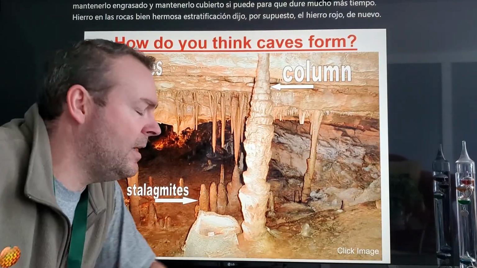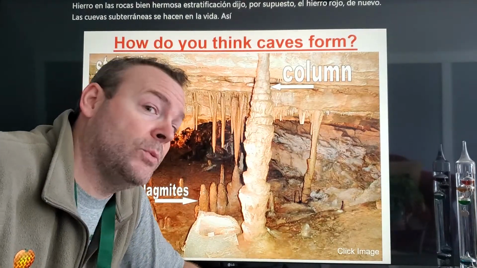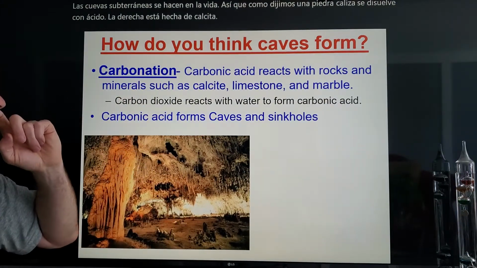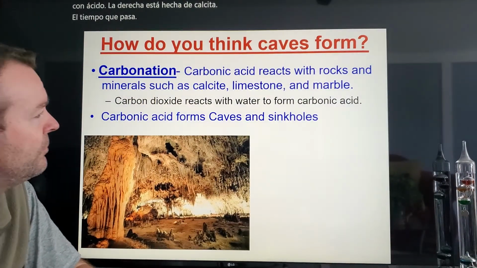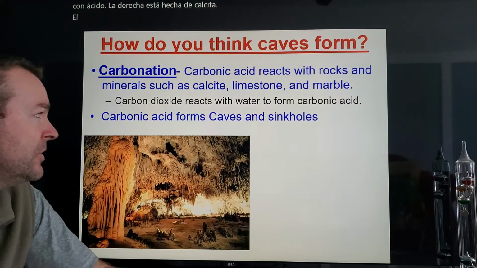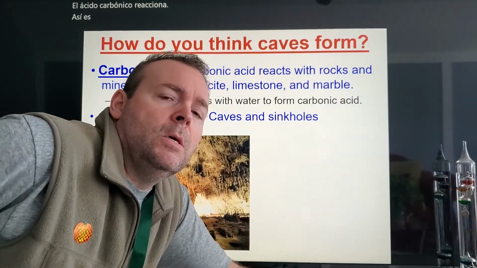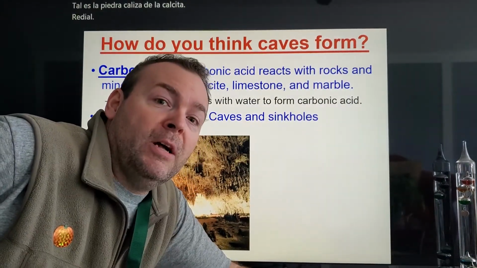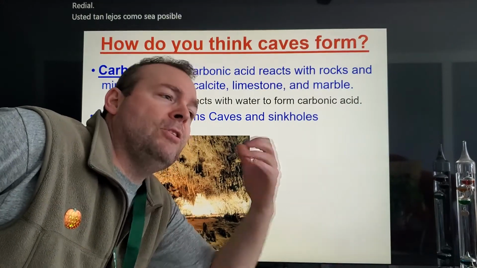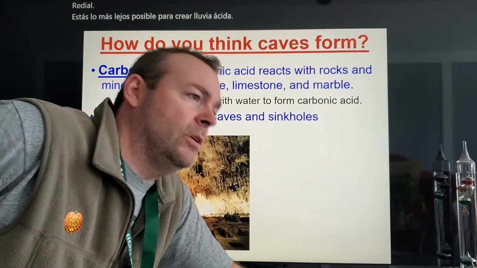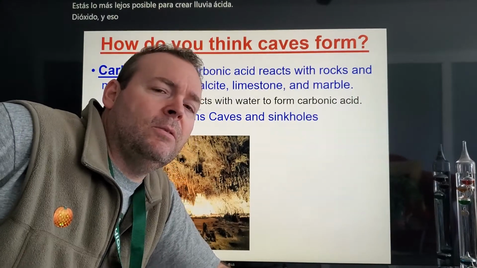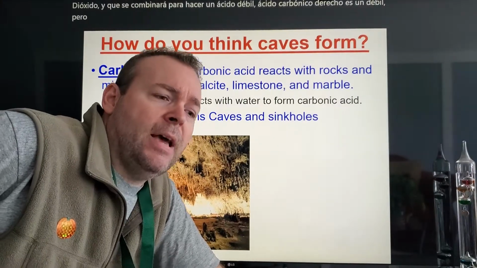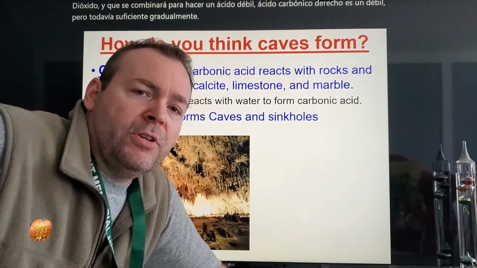Underground, caves are made out of limestone, like we said, and limestone dissolves with acid, right? It's made from calcite. That is a form of chemical weathering. They call that carbonation, where carbonic acid reacts with rocks and minerals such as calcite, limestone, and marble. All right? Everybody breathe in. Breathe out. You just are responsible for creating acid rain. That's right. You exhale carbon dioxide, and that will combine in the atmosphere to make a weak acid, right? Carbonic acid is a weak one, but still enough to gradually break down limestone over time.